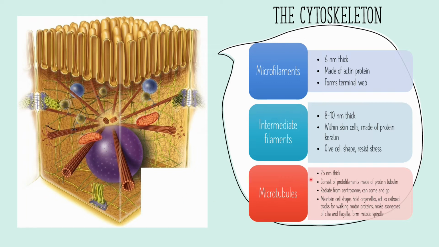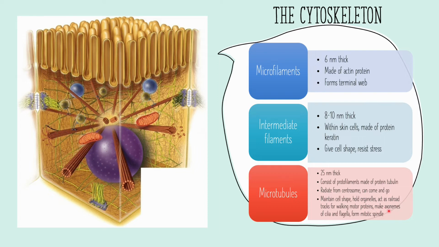Then you have the microtubules, which are 25 nanometers thick. They consist of protofilaments made of a protein called tubulin. Now, tubulin is found only in eukaryotic cells, okay? They radiate from the centrosome. This is the little centrosome here. They can come and go. What else? They maintain the shape, hold the organelles, and act as a railroad track for walking motor proteins.